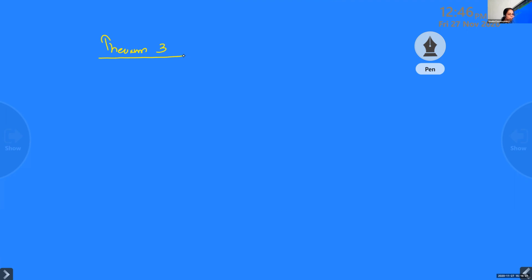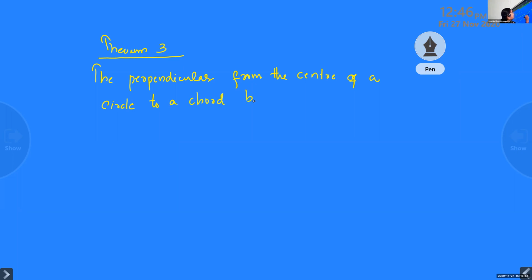Theorem 3 is the perpendicular from the center of a circle to a chord bisects the chord. The perpendicular from the center of a circle to a chord bisects the chord.